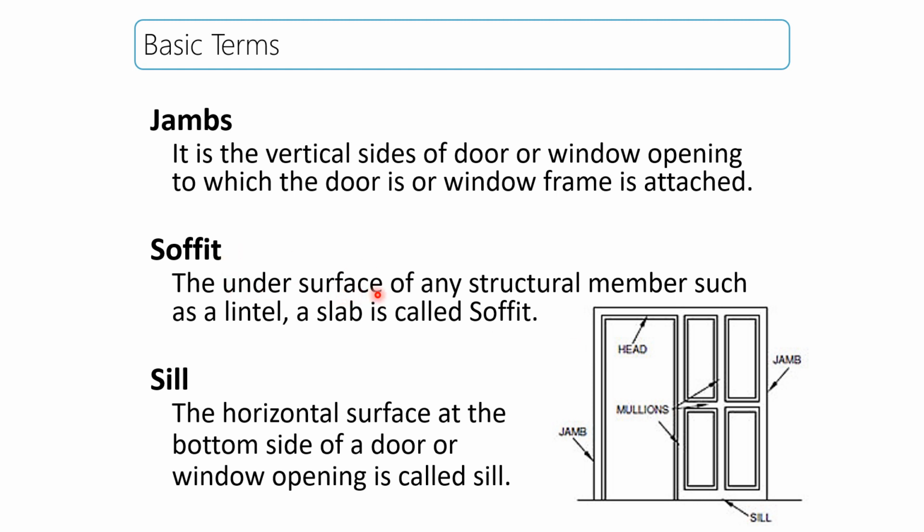Soffit. The under surface of any structural member such as a lintel or a slab is called soffit. The bottom face of the slab, that is called soffit. In the window, above the window there is a lintel, so the bottom of the lintel is called soffit. Sill, the horizontal surface at the bottom side of a door or window opening is called sill. This bottom side is called sill.